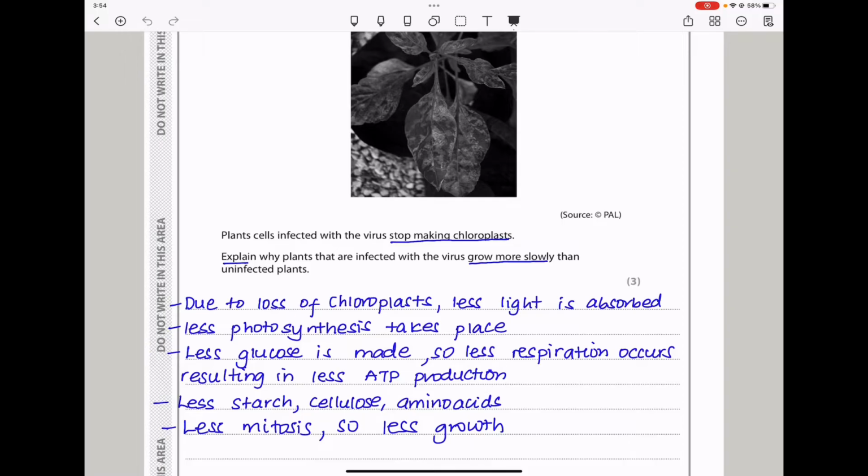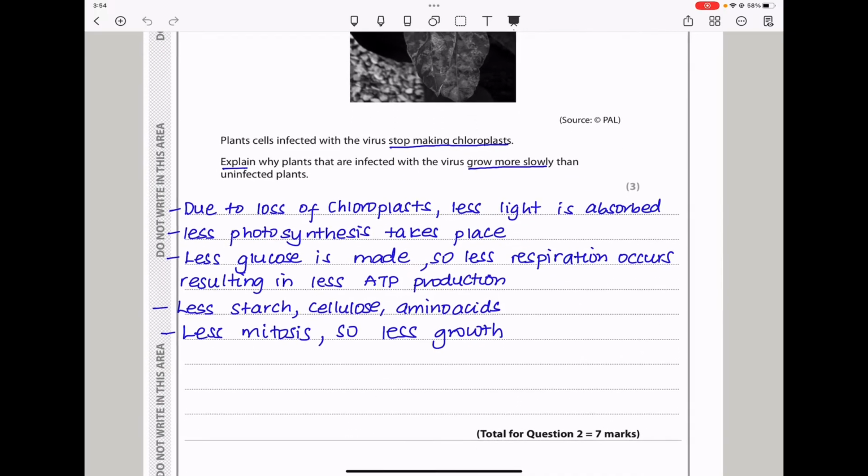So less photosynthesis will take place, less glucose is going to be made, and therefore there will be less respiration, so less ATP will be formed. But remember, ATP is vital in cellular processes like mitosis and so on. Also, glucose is required in the formation of starch as well as cellulose and amino acids, as well as other components within the plant. Even formation of lipids depends on glucose or depends on photosynthesis. So if those are not made, it means new cells cannot be formed and growth is going to go down or it's going to decrease. So there will be less mitosis and therefore there will be less growth.